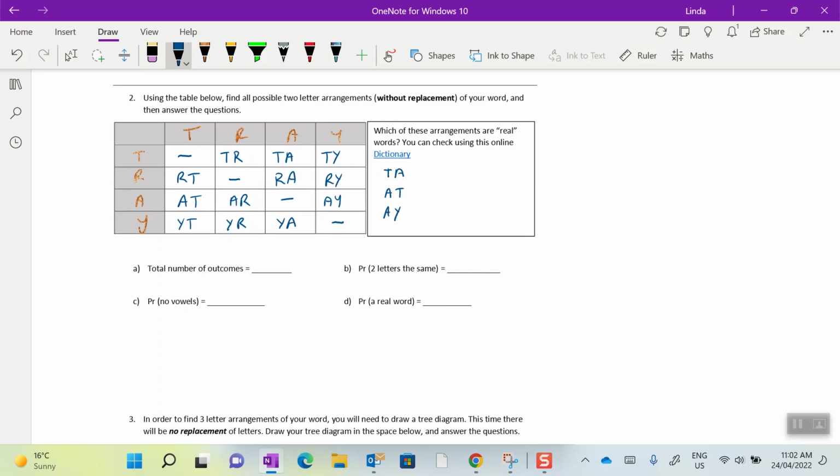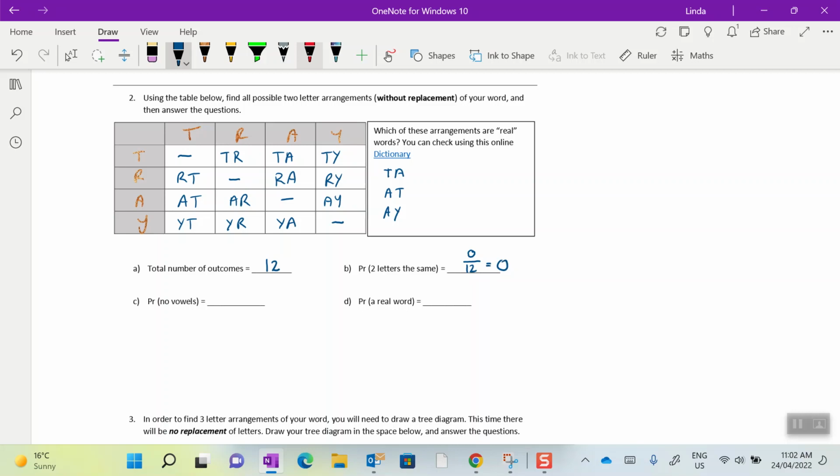Now my total number of outcomes this time is less. This time when I count them up, I've only got 12 outcomes. The probability that the 2 letters are the same, that never happens this time because I wasn't allowed to replace the letters. That's 0 out of 12, which is just equal to 0.